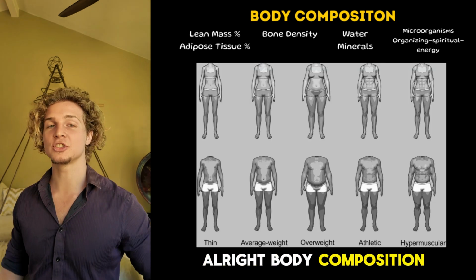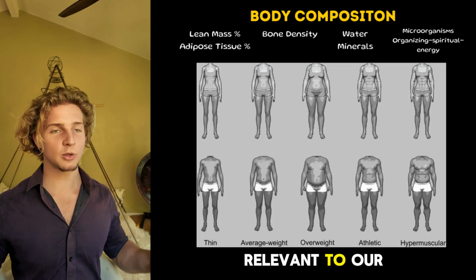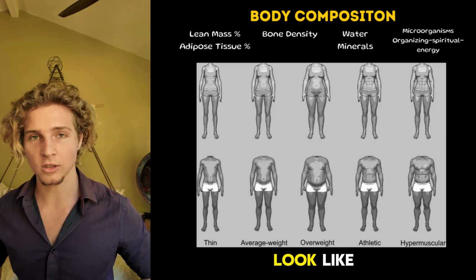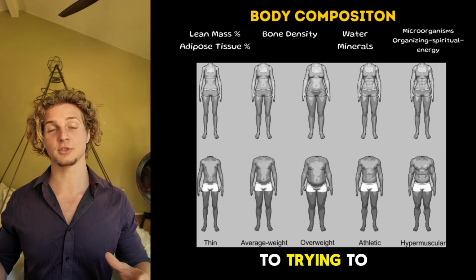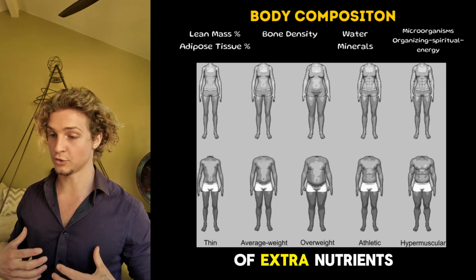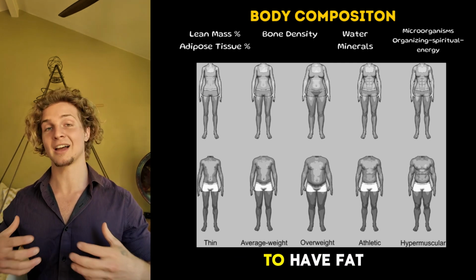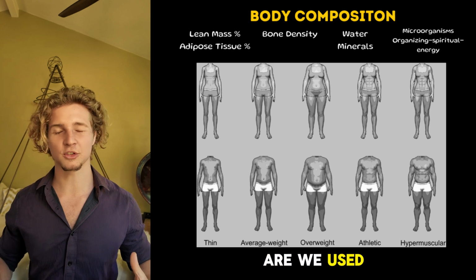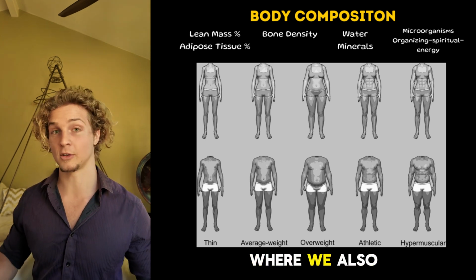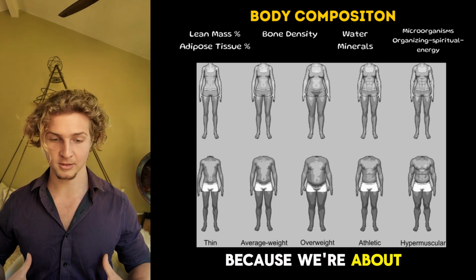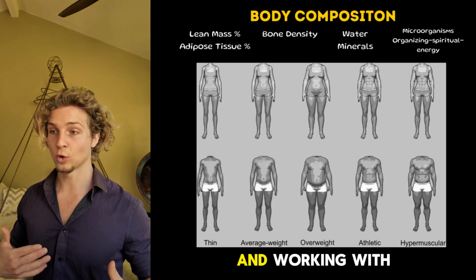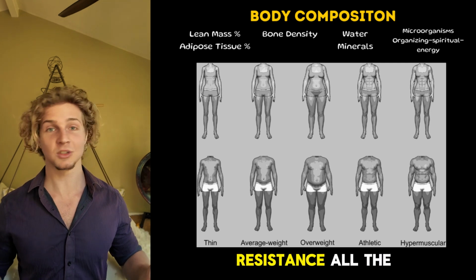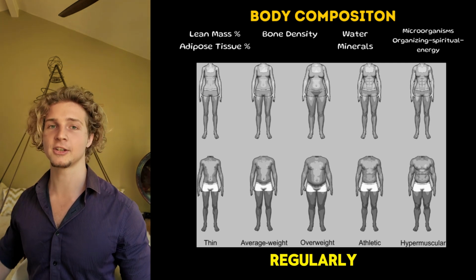All right, body composition. Obviously, this is relevant to our form, what we really look like, and this has a lot to do with our function as well. Are we used to trying to store a lot of extra nutrients, and then we need to have fat to accommodate that? Are we used to going into starvation mode where we also need to store nutrients because we're about to be starving again? Or are we eating a whole bunch of protein and working with heavy loads of resistance all the time, so we need more muscle mass regularly?